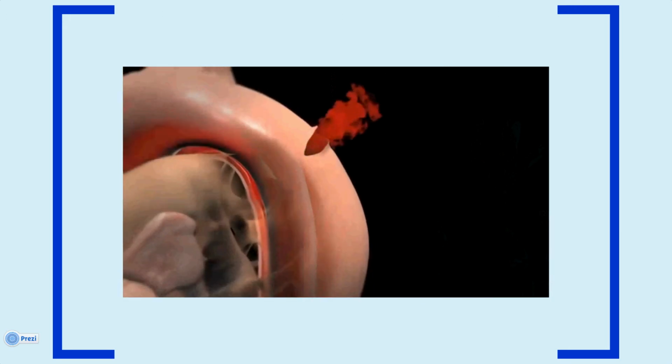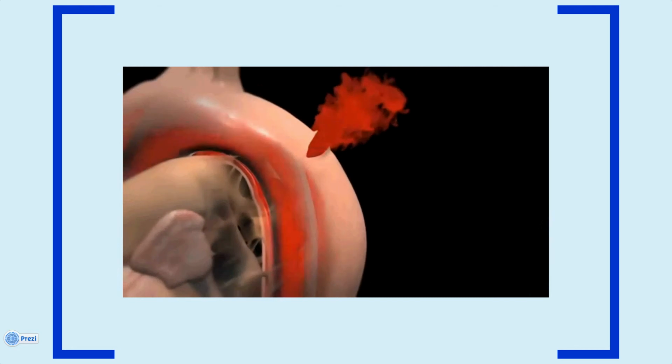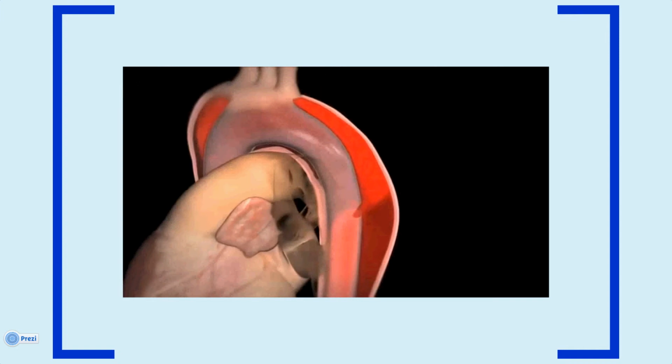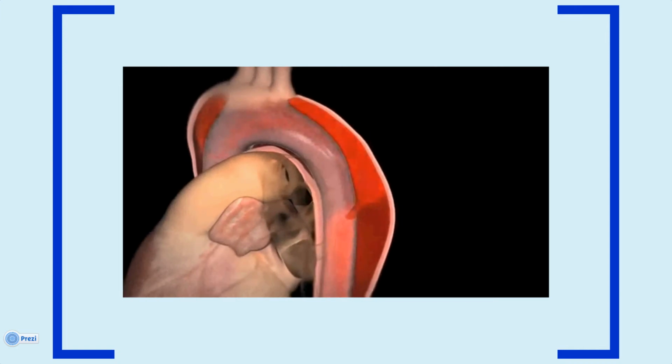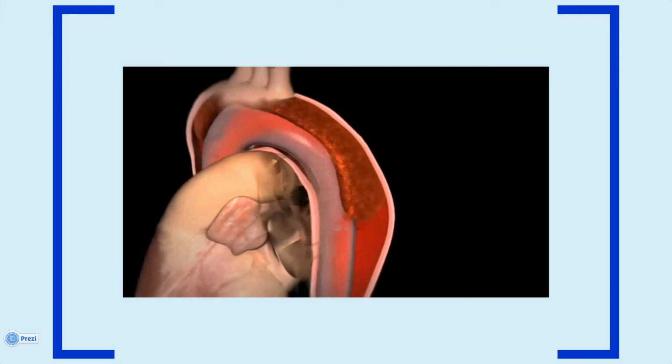From here, the blood may break through the outer layer of the aortic wall, causing an immediate life-threatening condition. Or it may re-enter the aorta through another tear in the intima. Over time, a blood clot may form in the false channel.